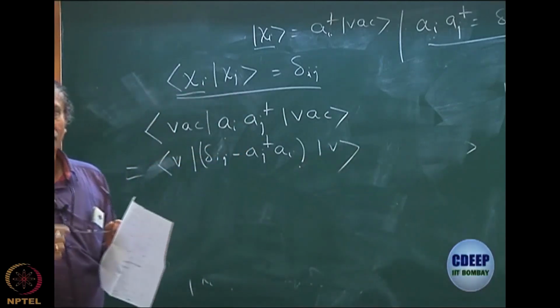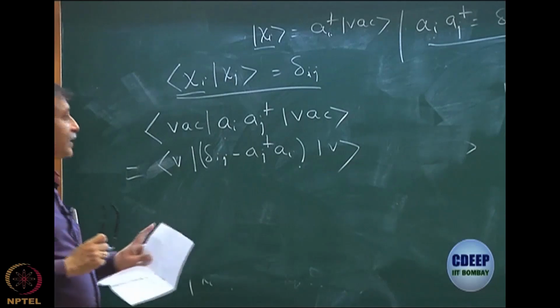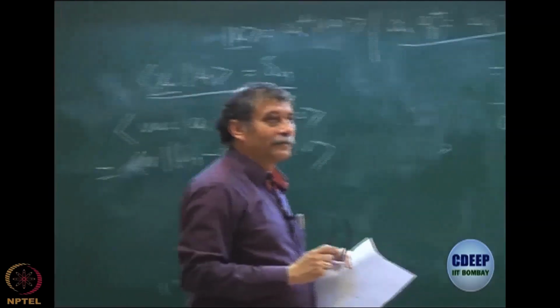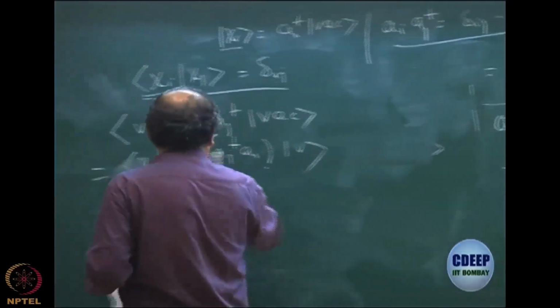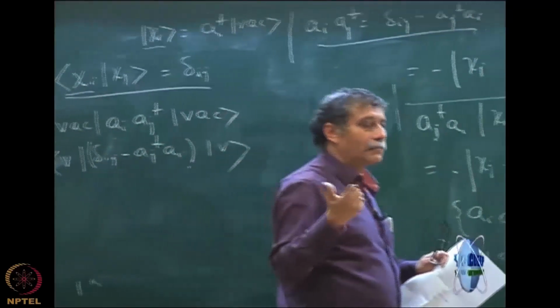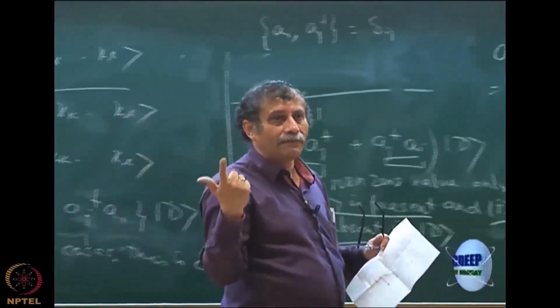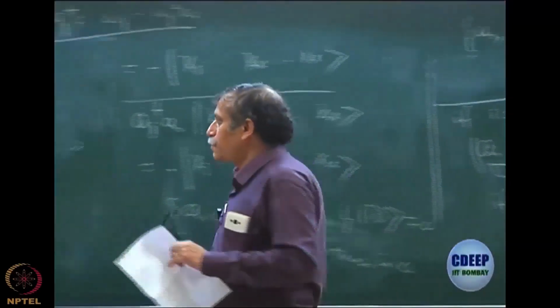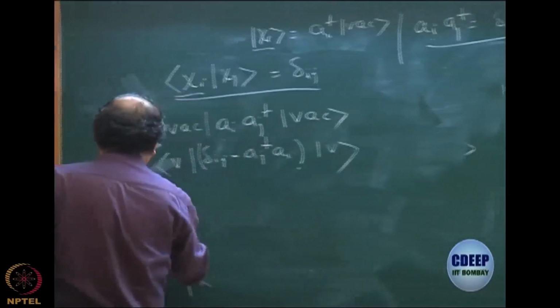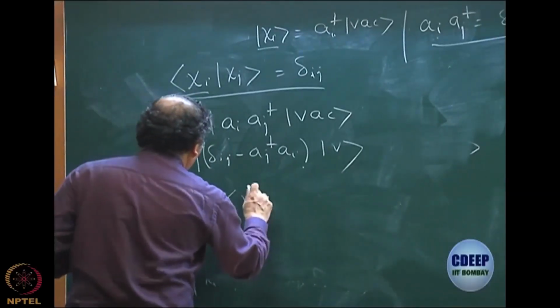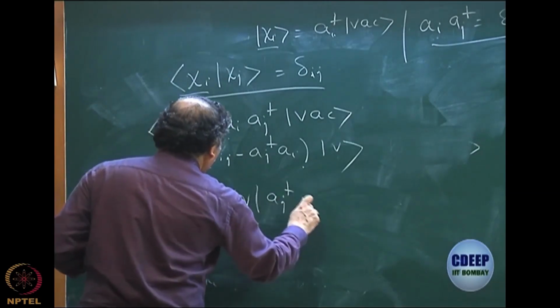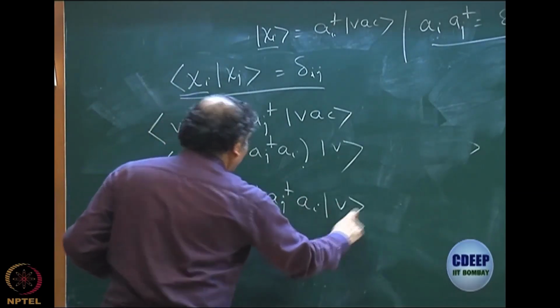Correct? Now look at the first term. Delta ij is a number. Kronecker delta is a number, either 1 or 0, doesn't matter. So it comes out, and vacuum expectation value, the norm, is 1. Correct? So vacuum also is a normalized state. So you have just delta ij minus vacuum A_j dagger A_i vacuum.